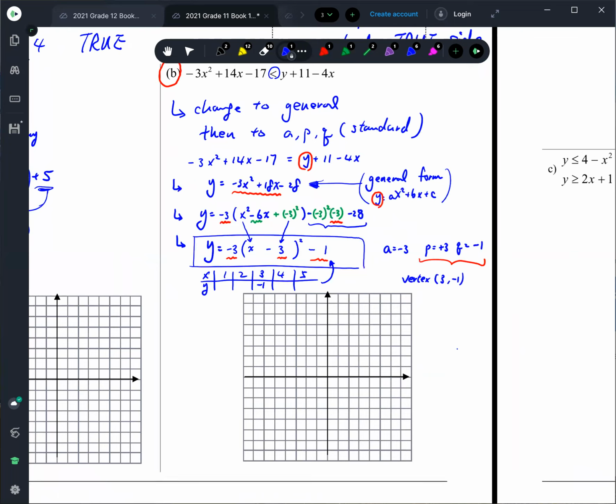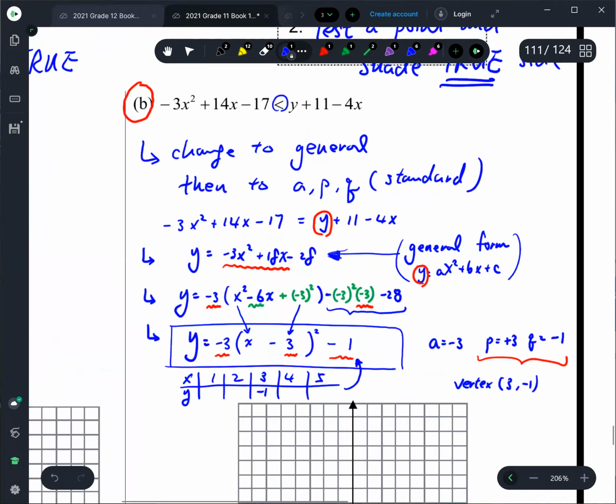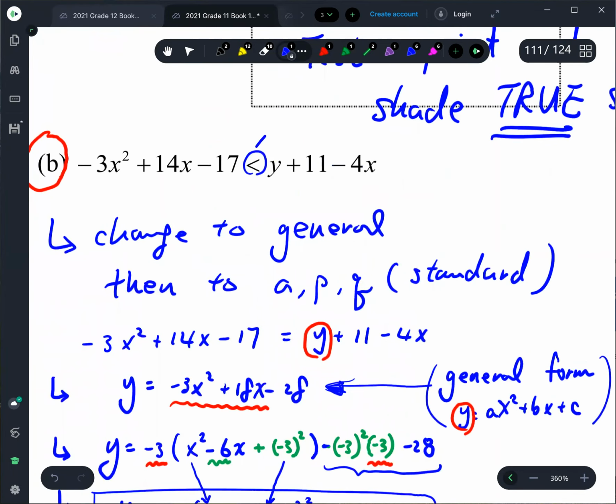Okay, when you are drawing the parabola, should we be using a solid line or a dashed line here, Tony? I think a dashed line, because it doesn't have the equal sign. Very good. This one has only a less than, so this is a dashed line.